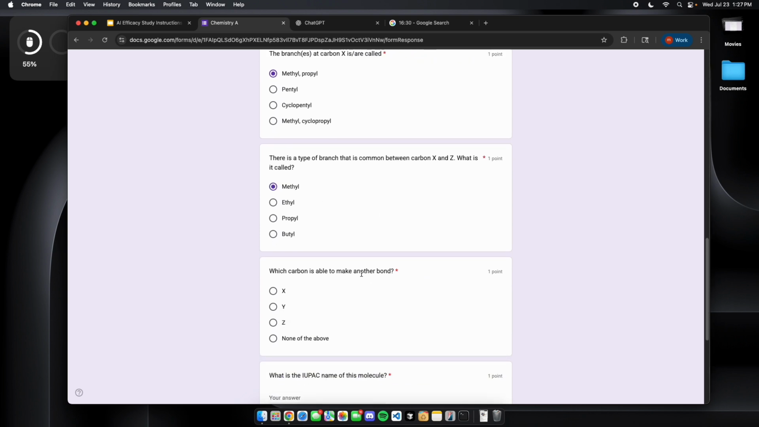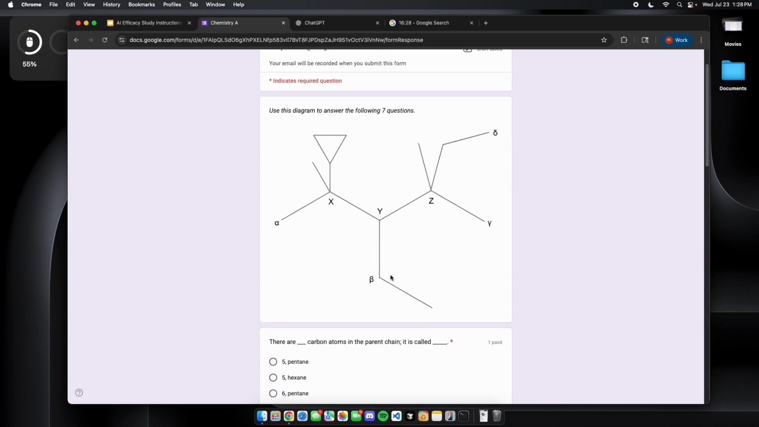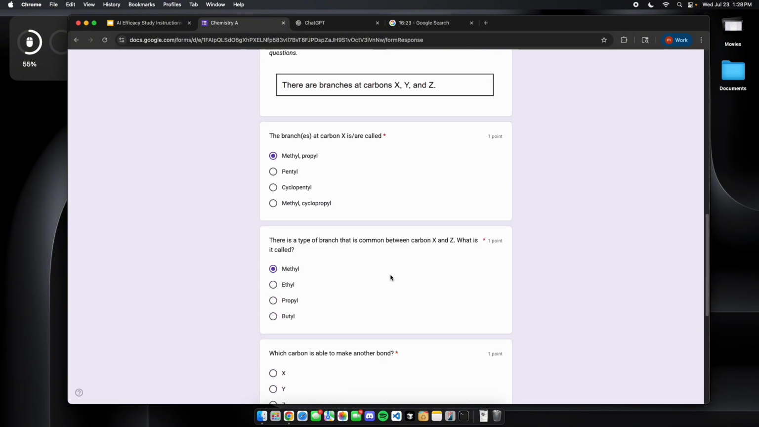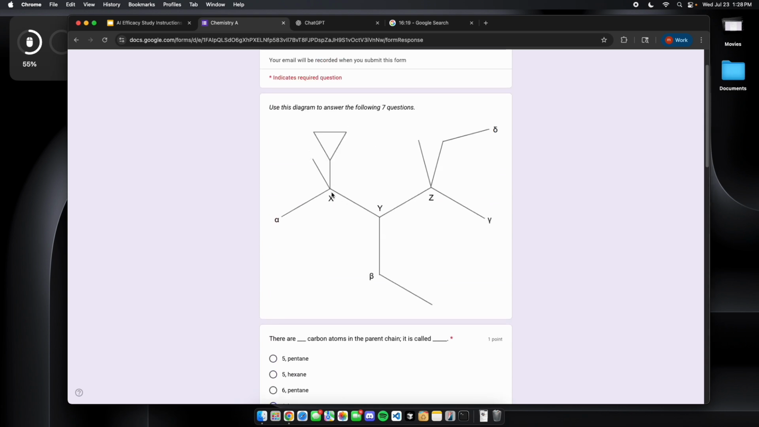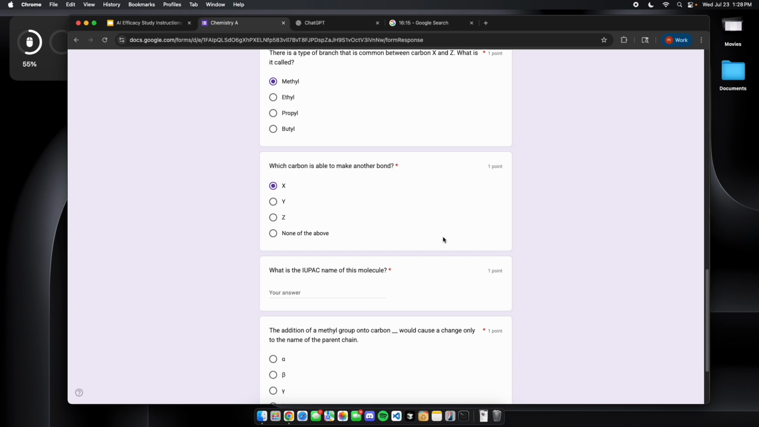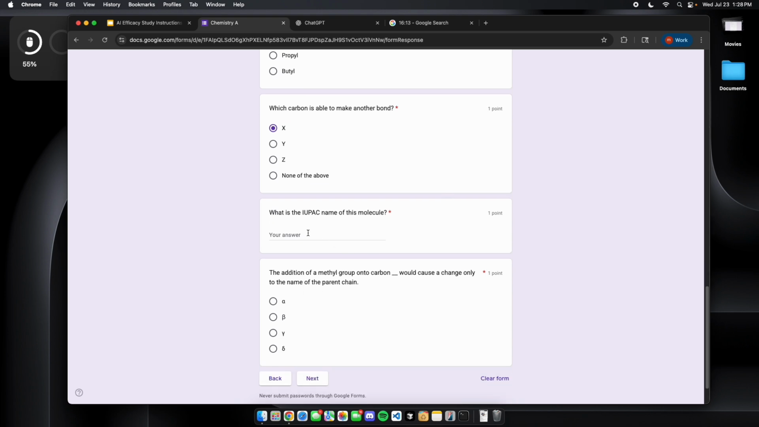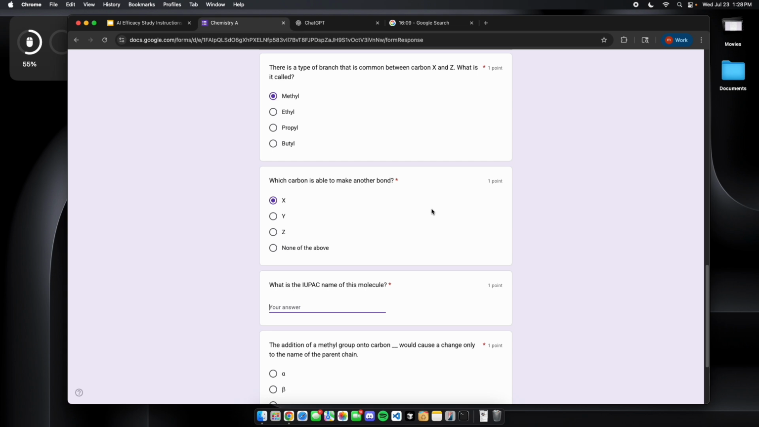Well, carbon is able to make another bond. Maybe X, since it has this empty branch here. What is the IUPAC name of this molecule? I'm not sure.